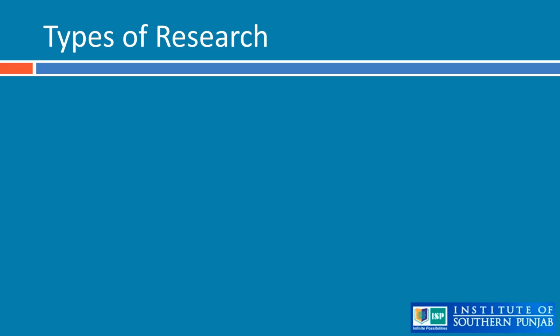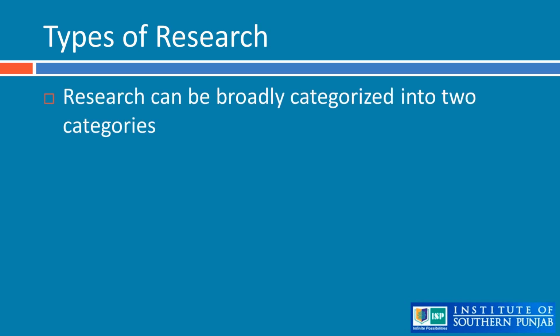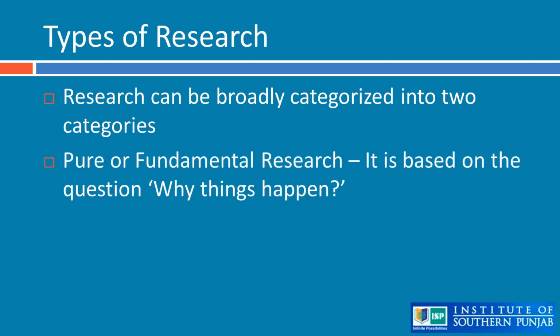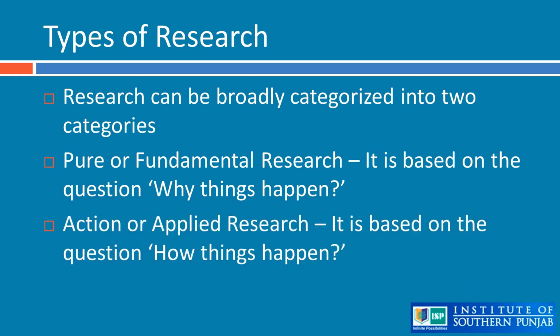Now we see types of research. Research can be broadly categorized into two categories: pure or fundamental research, which is based on the question why things happen, and number two, action or applied research. It is based on the question how things happen.